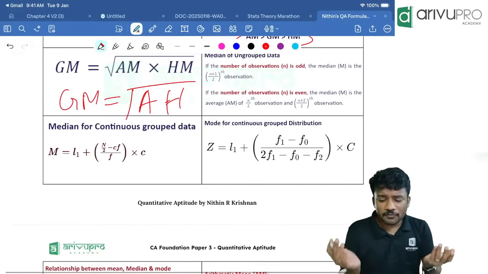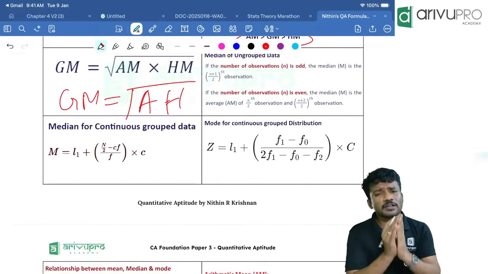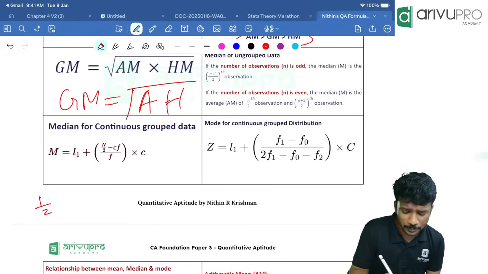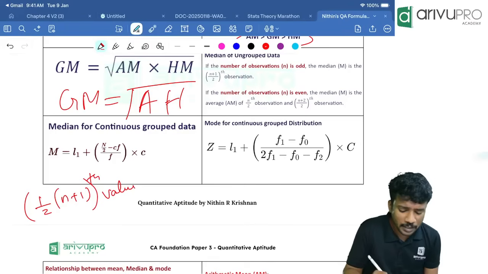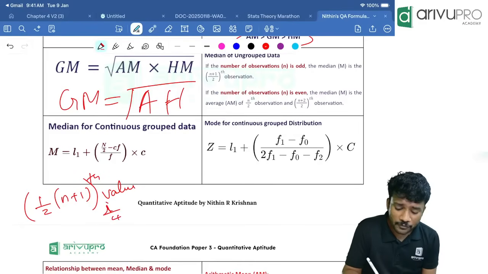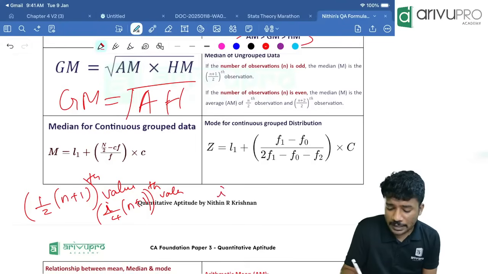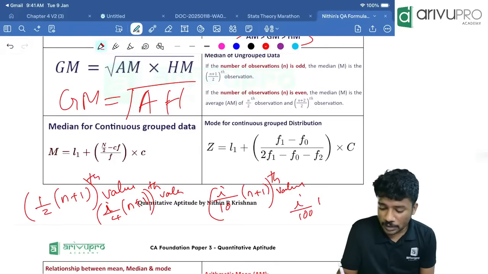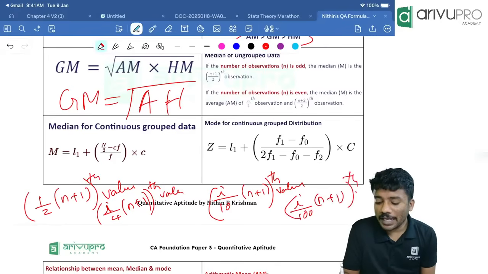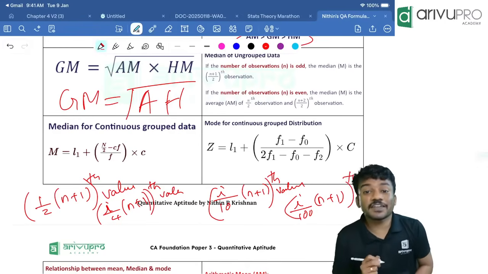Now people, we can find median using many formulas. One of the formulas is you can use 1 by 2 into (n plus 1)th value. Similarly, for partition values also you can go for it. If it is for quartile, it will become i by 4 into (n plus 1)th value. If it is decile, it will become i by 10 into (n plus 1)th value. If it is for percentile, i by 100 into what? The (n plus 1)th value. Remember this, it is very important.